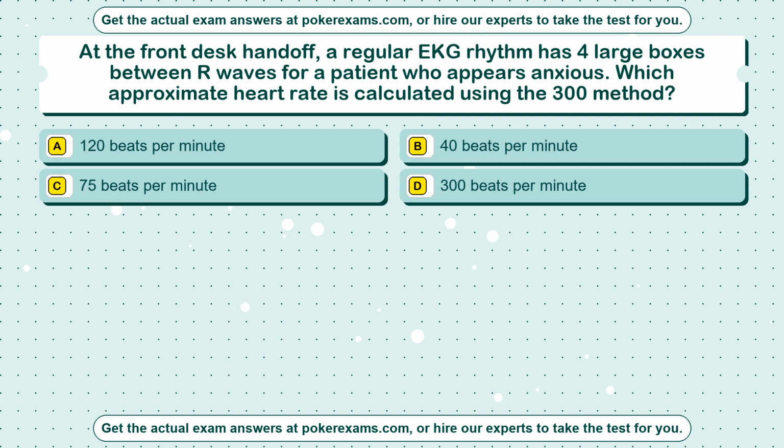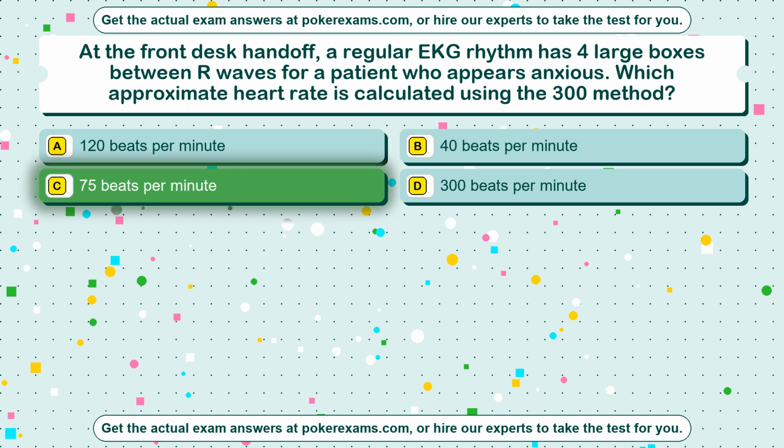Question 33. At the front desk handoff, a regular EKG rhythm has 4 large boxes between R waves for a patient who appears anxious. Which approximate heart rate is calculated using the 300 method? Option A, 120 beats per minute. Option B, 40 beats per minute. Option C, 75 beats per minute. Option D, 300 beats per minute.